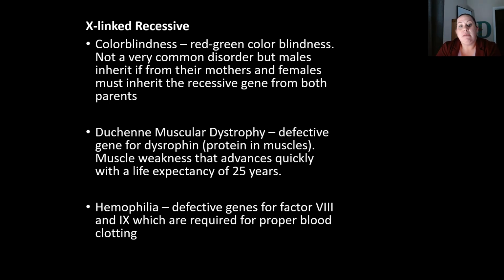The last one here is hemophilia. This is a defective gene for factor 8. That V with the 3 lines means Roman numeral 8, and also could be factor 9. So the IX means 9 in Roman numerals, and these are required for proper blood clotting. So hemophilia is a bleeding disorder. So when you cut yourself and you go to stop bleeding, it creates kind of that gooey mesh on the wound. Okay, that's a blood clot. If you remove it, you start bleeding again.